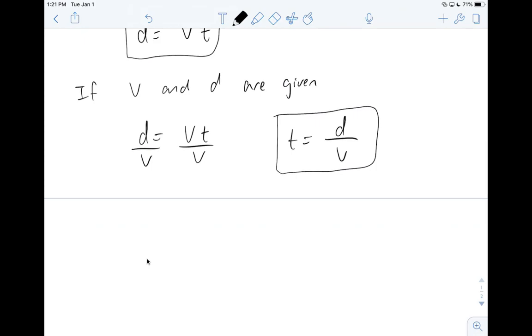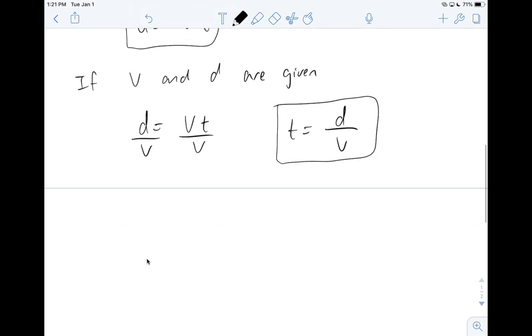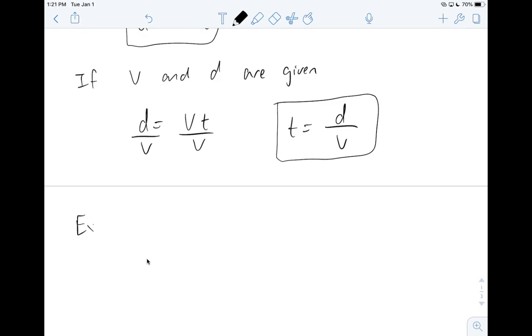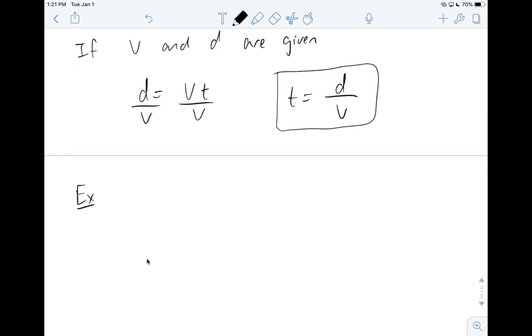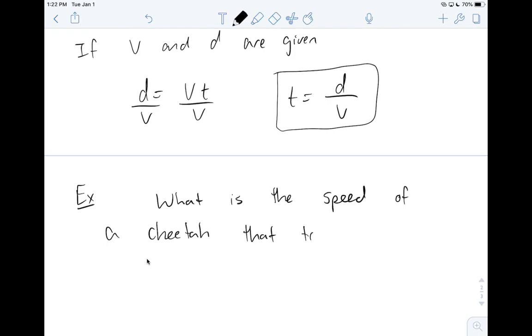And then let's do a few examples. All right, so here's an example. We want to know what is the speed of a cheetah that travels 112 meters in 4 seconds.